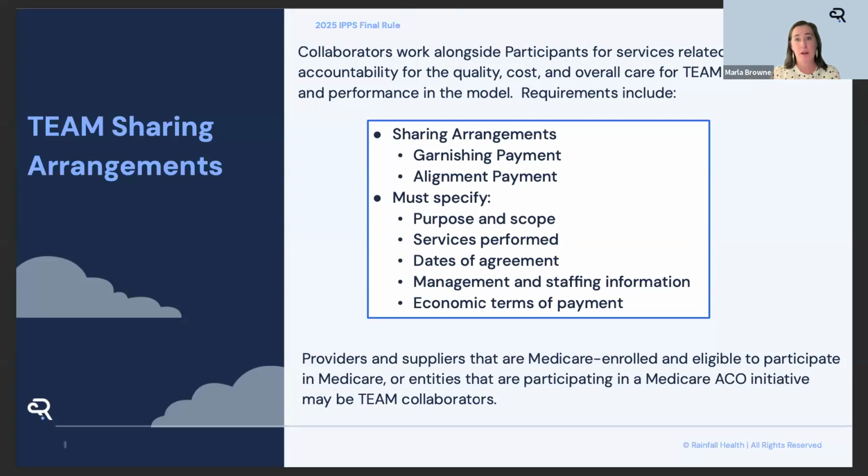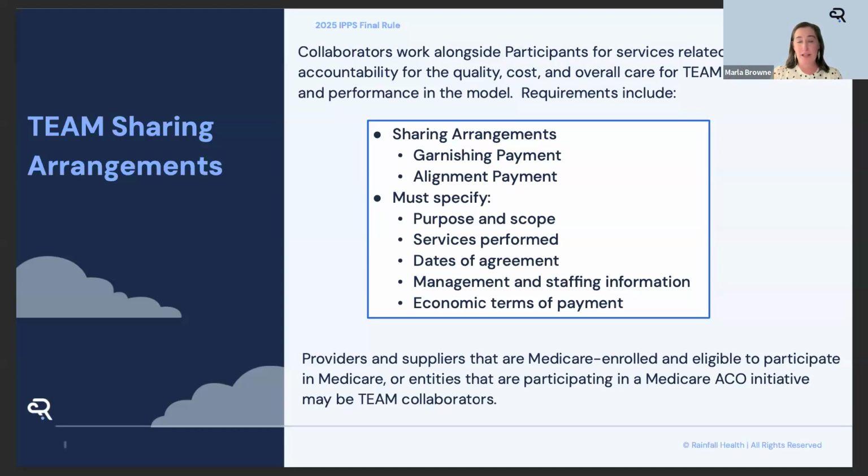Obviously, the purpose and scope of the sharing arrangement, the parties involved, what services they're going to perform under this arrangement, the date, and what management staffing will be involved in executing the scope of work. There also needs to be details around the financial or economic terms for payment that we talked about, that gainsharing payment or alignment payment: what constitutes that, what's the eligibility criteria, what's the frequency, what methodology and accounting formula will be used to calculate those payments. All of that needs to be in the sharing arrangement.